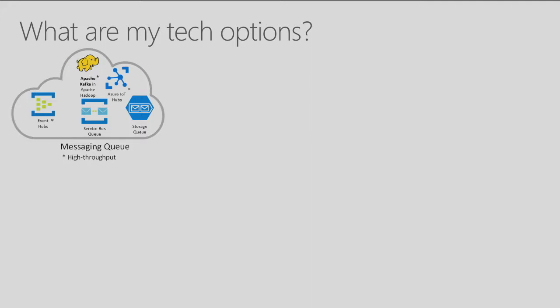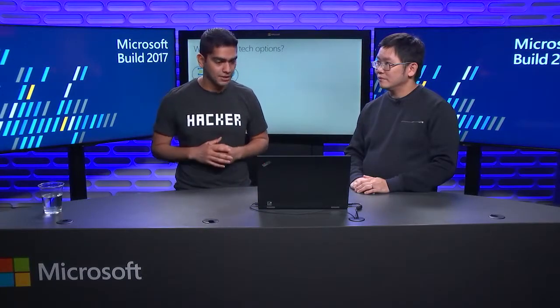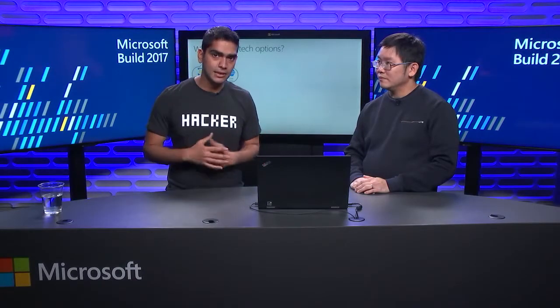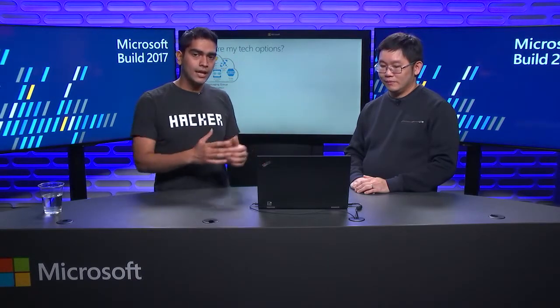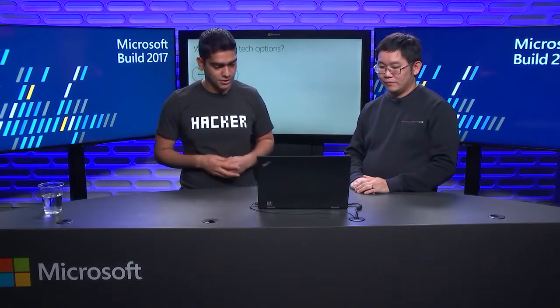We've got some very good high throughput messaging queues in our cloud, and some of them are Azure Event Hubs, Azure IoT Hubs, and also Apache Kafka, which is an open source high throughput messaging queue. And that's all available as managed services within Azure, which means you don't have to be in the business of managing VMs, right? But if you're not seeing thousands of messages come in per second, you can also use slightly less expensive queues such as Service Bus queues or Azure Storage queues.